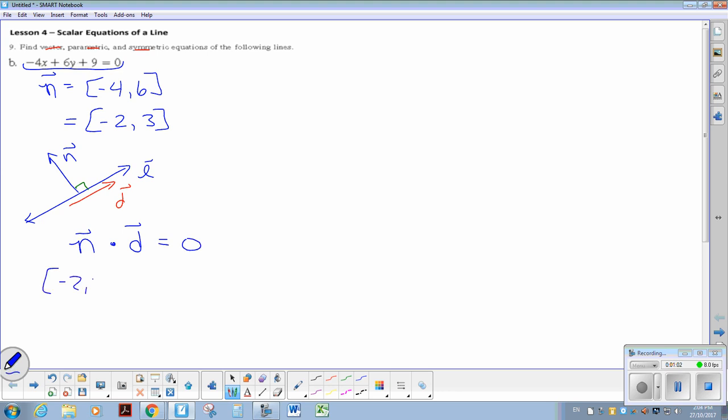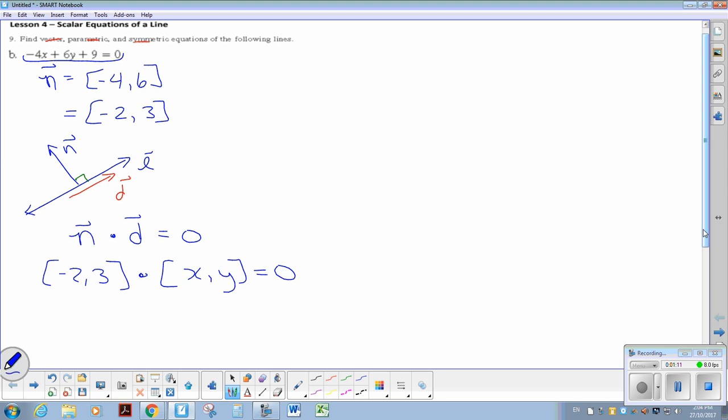So negative 2, 3 dot x, y equals 0. If we just take that information and use that setup, we get negative 2x plus 3y equals 0. So if we can find some combination, I'm just going to let x be 3 and y be 2. Therefore my direction vector is 3, 2. Now I can use that information to find my various forms.